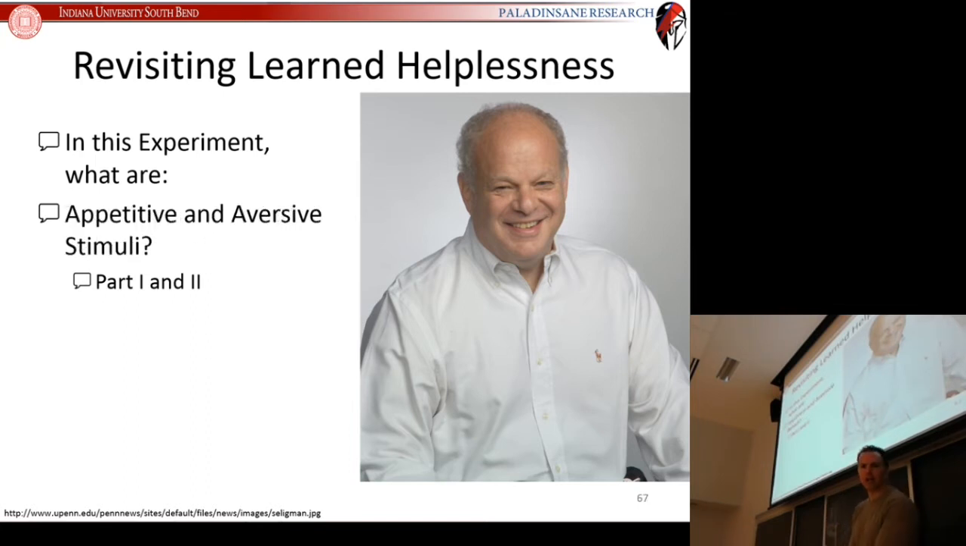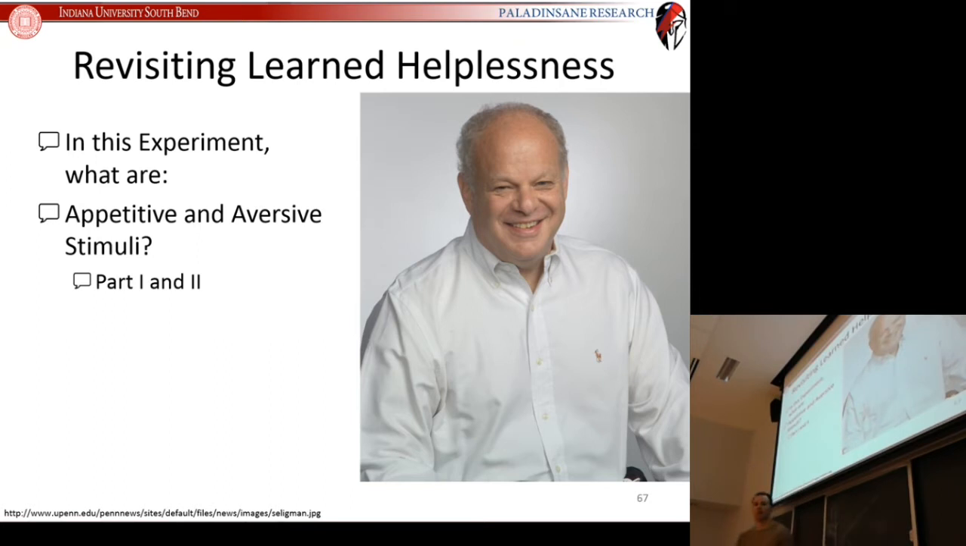All right, appetitive and aversive stimuli. So for part 1 and part 2, what were some appetitive stimuli? What were objects or events that dogs were actively trying to get closer to, actively seeking out? What were aversive stimuli, things that dogs were trying to actively avoid or get away from, for part 1 and part 2? And for some of these, they might not exist for certain groups.